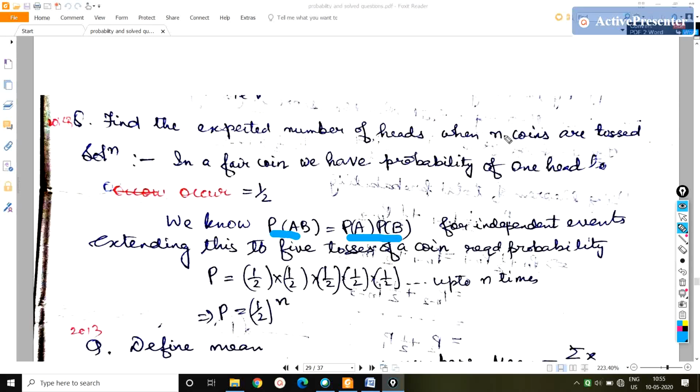to n number of events. So when you extend this, it will be P of A, B, C like this. So here the total required probability for this case is half, half, half, half. It will be half to the power n simply. This is the answer for this.